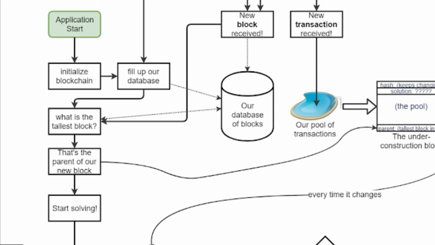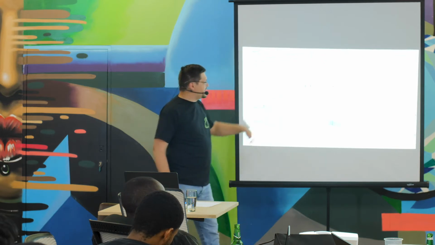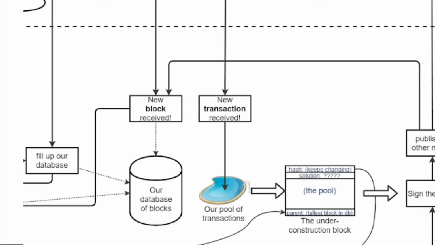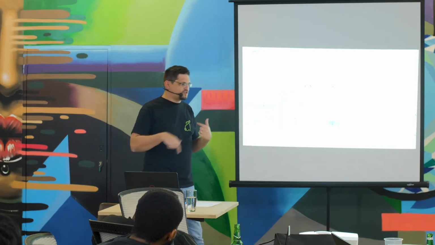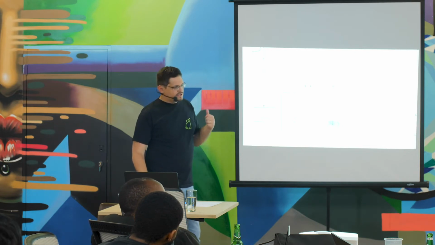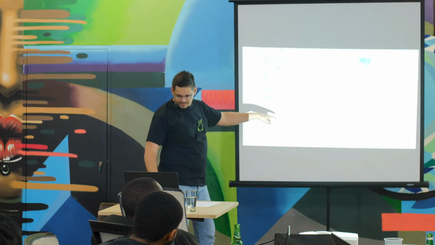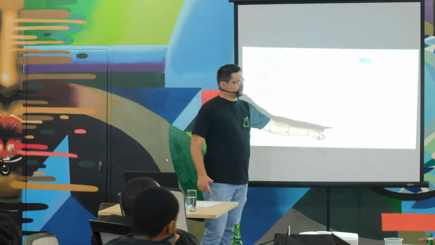So a new block gets received, it goes in here, and we start over. What is the tallest block again? Oh, it's the new block. Now it's our parent. The hash has changed. We start over. Solve. Work. Same thing happens when a new transaction is received. When a new transaction is received, it goes into our pool, into our block, and the hash of our block changes. I say that the hash of our block keeps changing as new transactions are added. And when the hash changes, it also means we have a new problem and we start over.